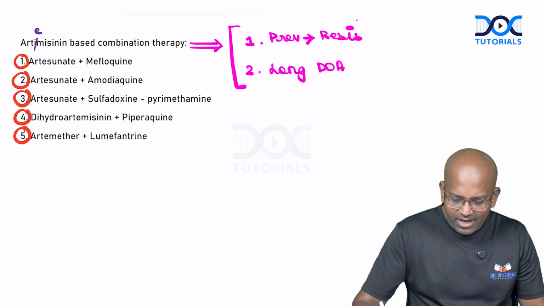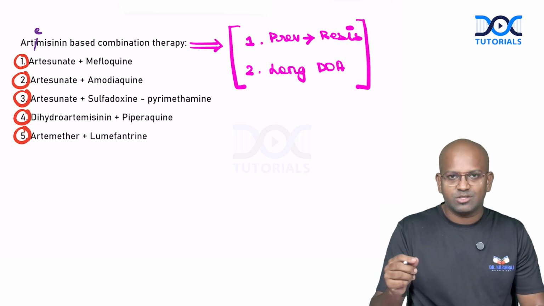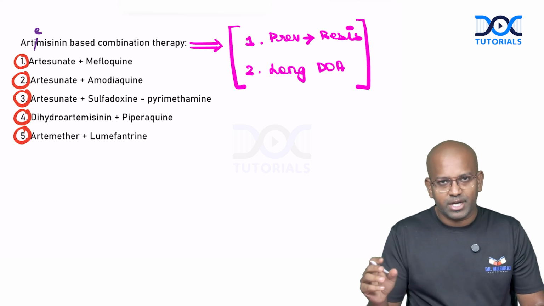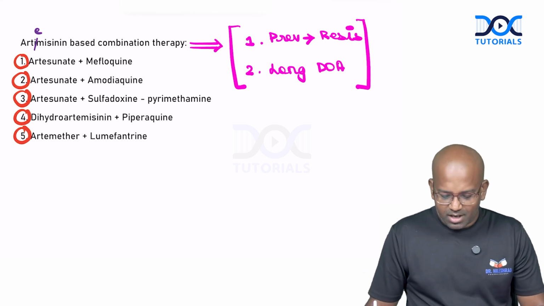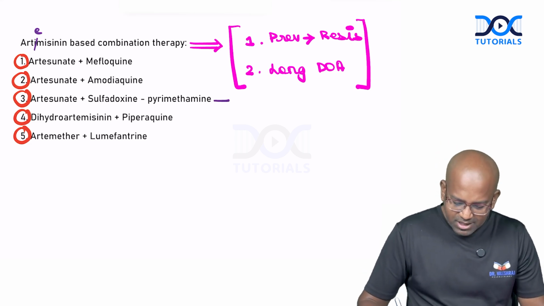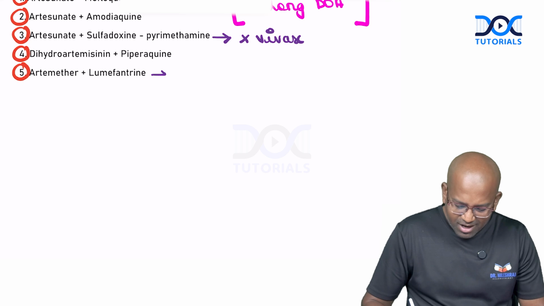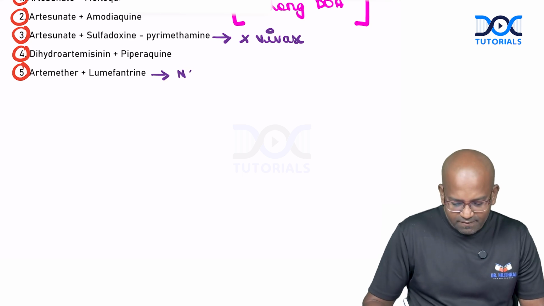Two reasons why we have designed artemisinin-based combination therapy. One is to prevent the development of resistance. The other one is longer duration of action. And out of all these combinations, we have sulfadoxine-pyrimethamine, which is not effective against Plasmodium vivax. And the last one, we have artemether-lumefantrine, which is effective in the northeastern parts of India.